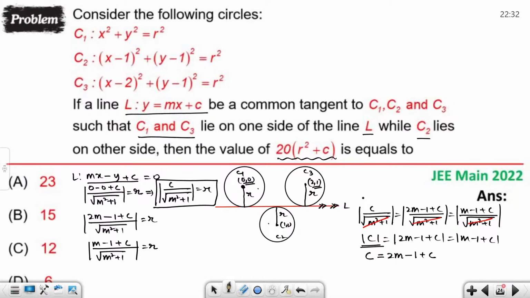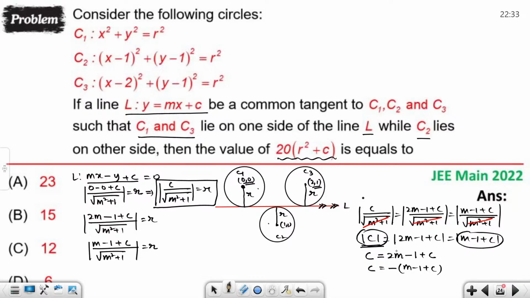Now, if I consider C1 and C2, if I put the point 0, 0 in L, we are getting mod of C. And if we put 1, 1 in the line L, we are getting m minus 1 plus c. Now, as the two points are lying on the opposite side of line L, therefore this mod will be opened with a minus sign. Am I correct? Because when the two points lie on the opposite side of a line, then they are going to have the opposite sign.